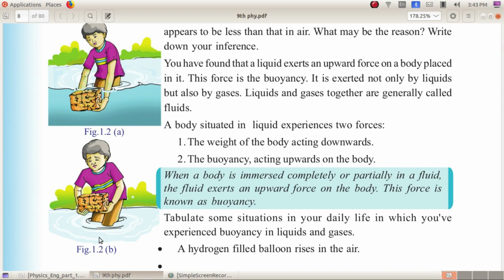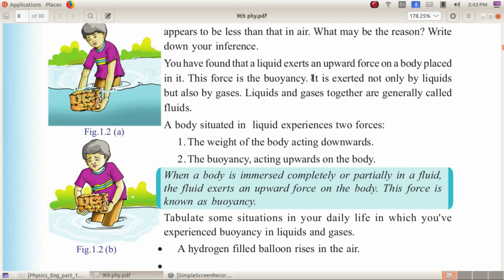What is the reason for this difference? This is because there is a buoyant force, also known as buoyancy. That is, the liquid or the water exerts an upward force on this brick or on this object. This upward force is named buoyancy.